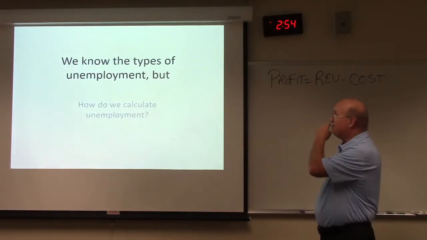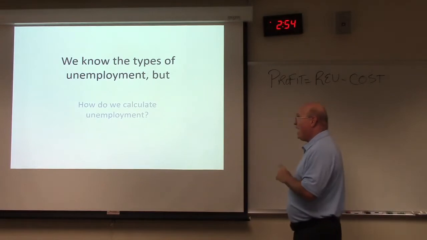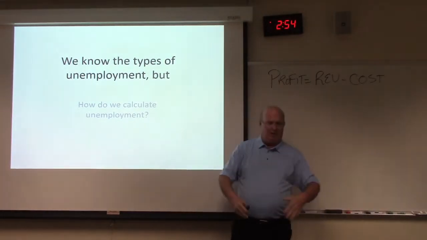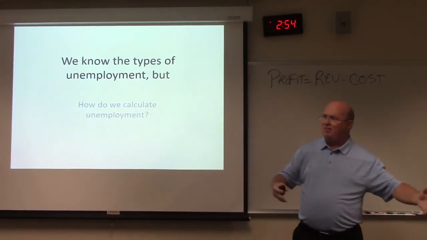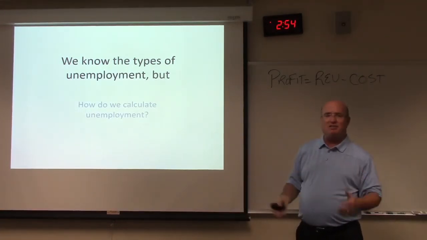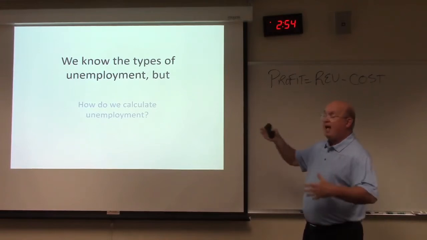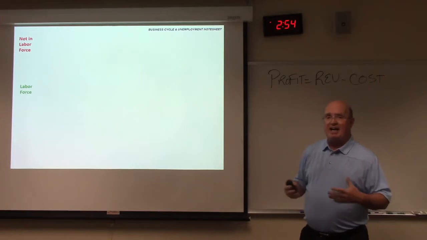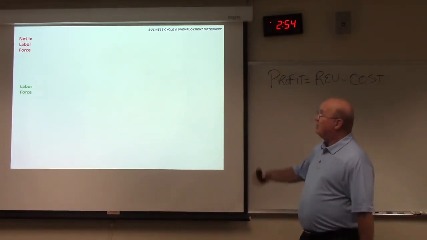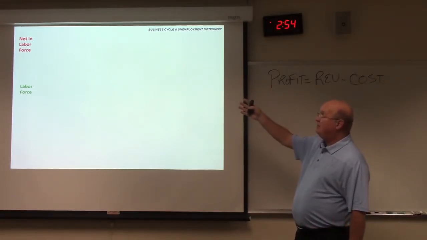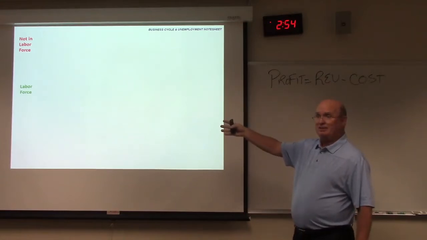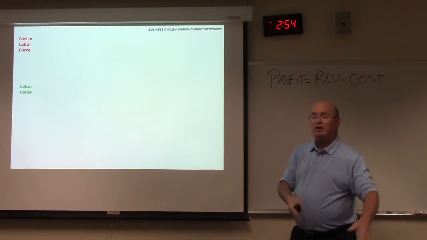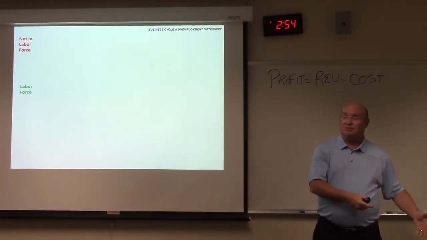Those are the types. But now that we know the types, we need to know how to calculate unemployment. You know, we hear that, oh, unemployment is 5.6%, 3.4%, whatever percent they throw out there. We need to figure out how it's calculated. And it's done by dividing up our population into two groups: those that are not in the labor force and those that are in the labor force. The ones that are in the labor force, those are the ones we're looking at for our unemployment numbers.